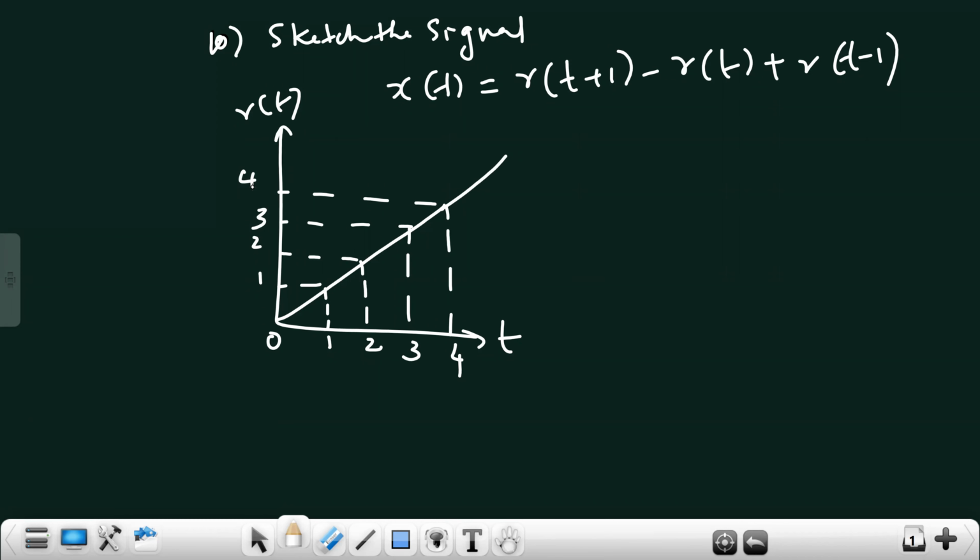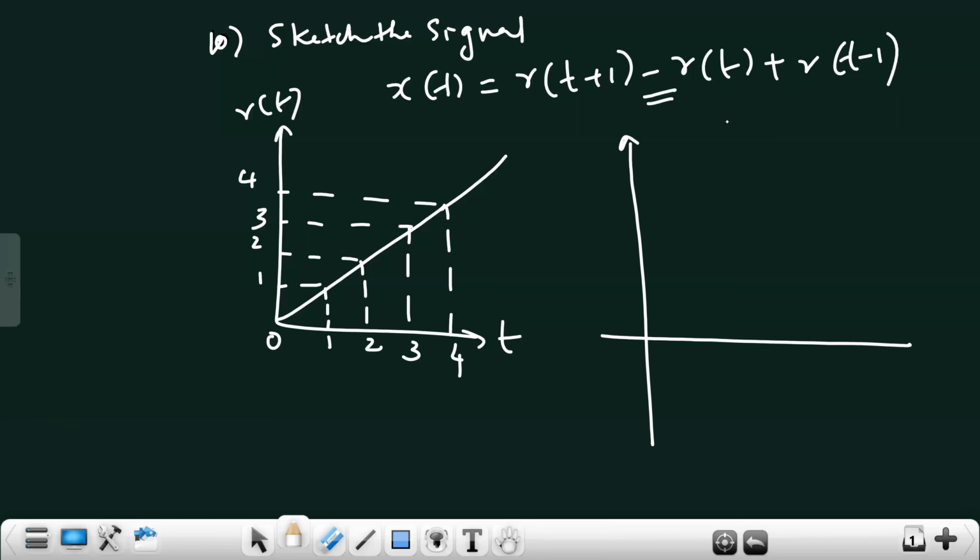Now here you can see a negative r of t. So what we have to do is we should take the negative of the given signal. Since it is given that minus r of t, what we have to plot is we need to take the reversal. I mean, the amplitude should be reversed. Okay, we need to reverse the amplitude, that is minus r of t.